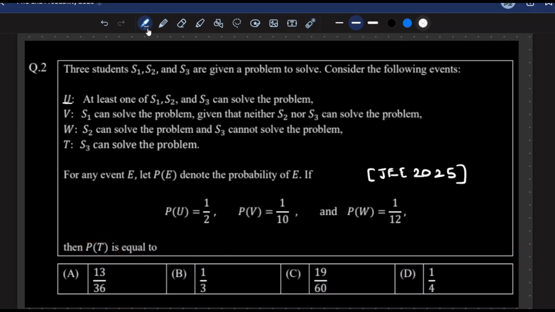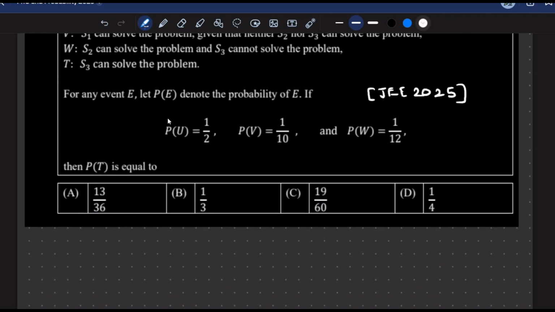So let us begin. Let us write these statements mathematically. Probability of U, we can write it as probability of S1 union S2 union S3, right? And this is equal to 1 by 2.